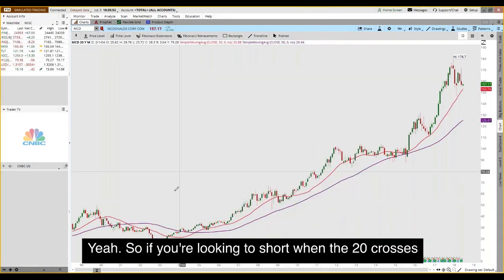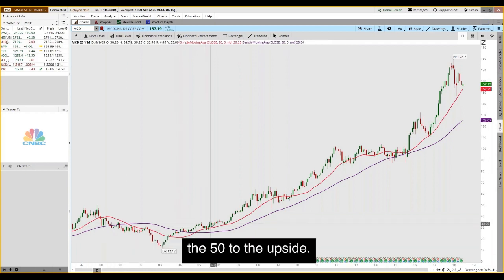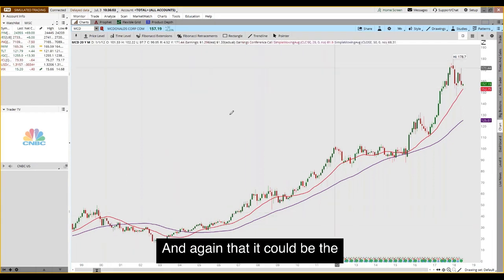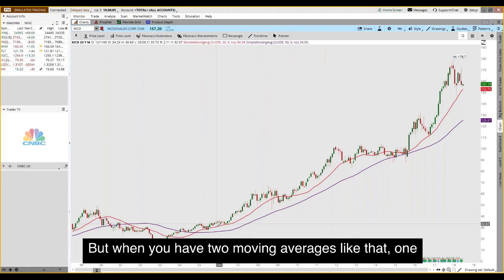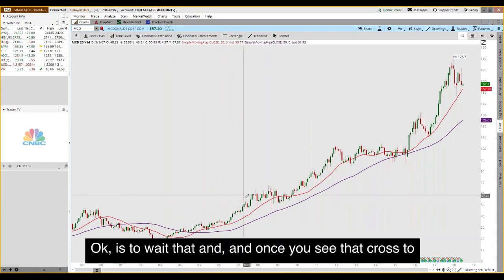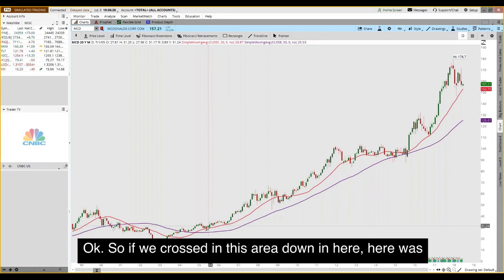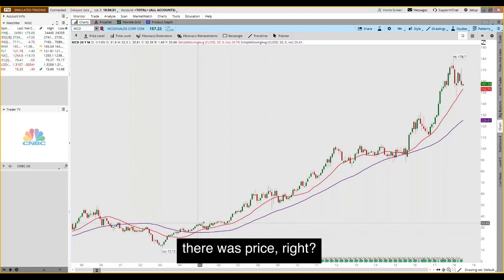So if you're looking to short when the 20 crosses the 50 to the downside, or go long when the 20 crosses the 50 to the upside, and again, it could be the 8 and 13, it could be any combination. But when you have two moving averages like that, one of the things you can do to make sure you're not getting chopped around is, once you see that cross, to make sure it takes out a previous high, okay? So if we crossed in this area down in here, there was price, right?